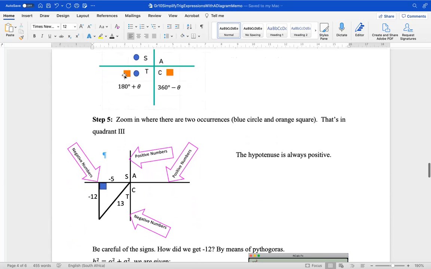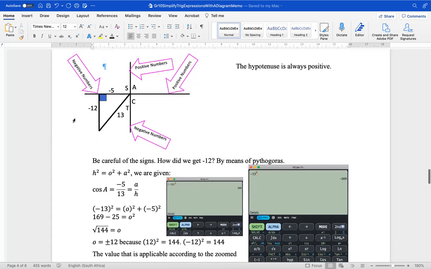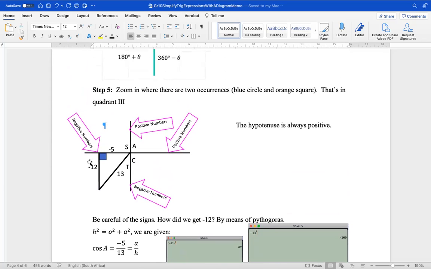Then we zoom in where there are 2 occurrences. We've got a blue circle and the orange square. So in other words, we zoom into quadrant 3. Mr. Descartes said that top numbers are positive numbers, bottom numbers are negative numbers. On the right-hand side, we've got positive numbers. On the left-hand side, we've got negative numbers. Then remember now the question said cos A is negative 5 over 13.